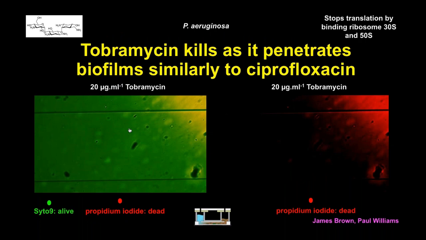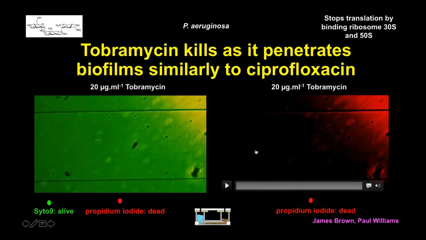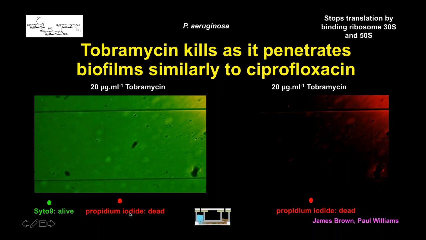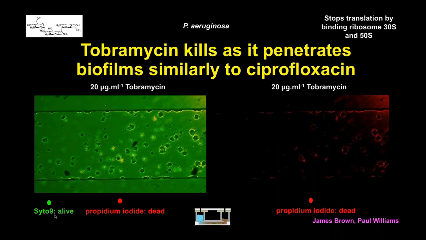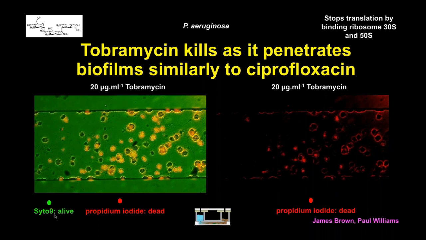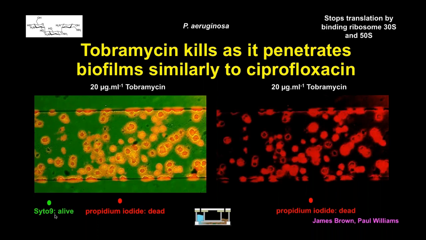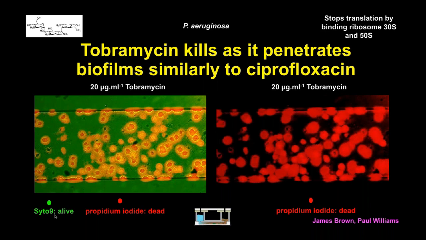Just to show that it's not just this antibiotic that does the same trick. Here is tobramycin, and again we're watching green alive and red dead cells, but this time instead of GFP we've got cyto9, and as time goes on you'll start to see some microcolonies appearing, which is happening now, and then suddenly the red starts to appear, and in a moment you can really clearly see that the cells have died.